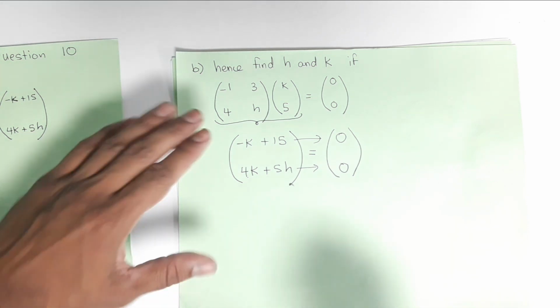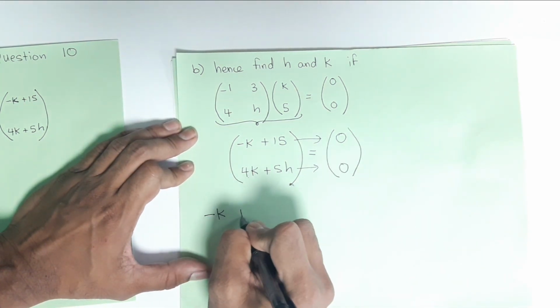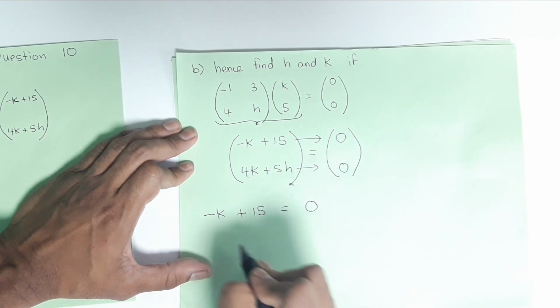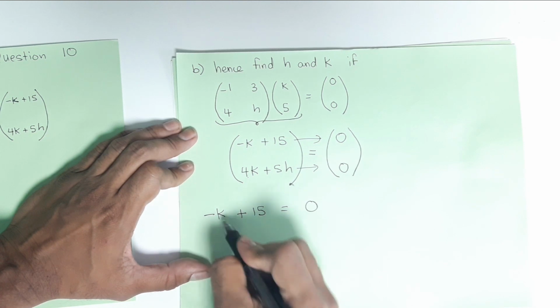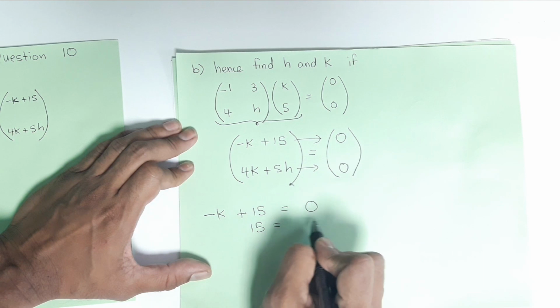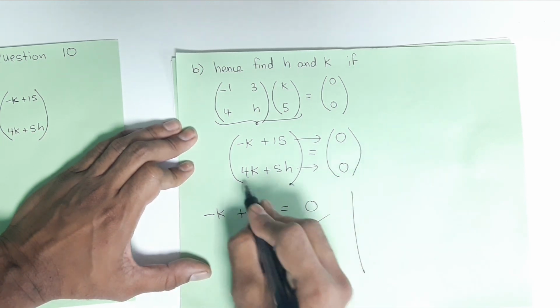So we're gonna get an equation. Let's work out the top first. Minus k plus 15 is equal to 0. You think we could solve this? This is real easy to solve. We just throw across minus k to the other side and you will get positive k. So we solve for k. K is 15. Let's put it underneath.